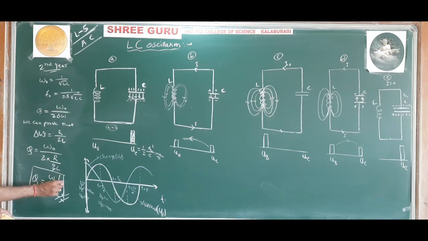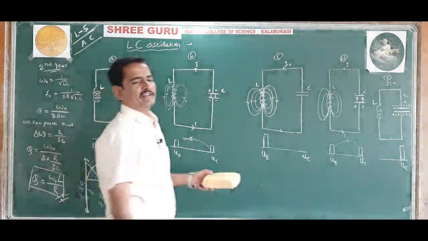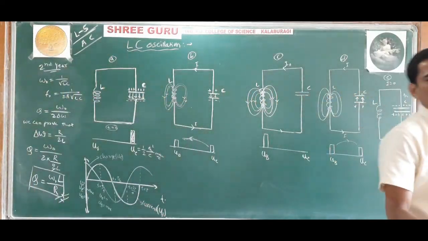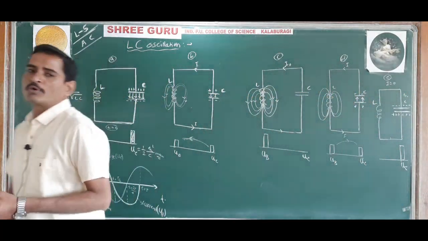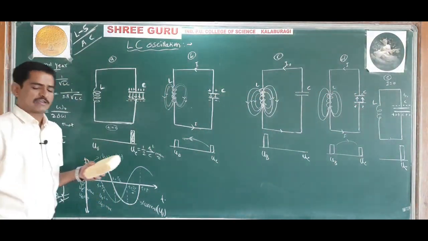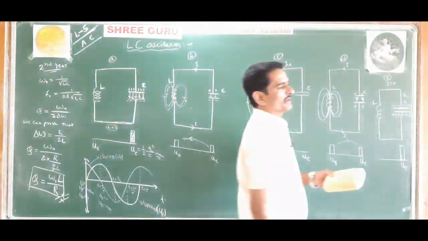In Q is equal to omega naught into L divided by R, L is called inductance, R is called resistance, omega naught is called resonant frequency, and Q is called quality factor. Remember that quality factor is just a number. It does not have any unit and dimension.